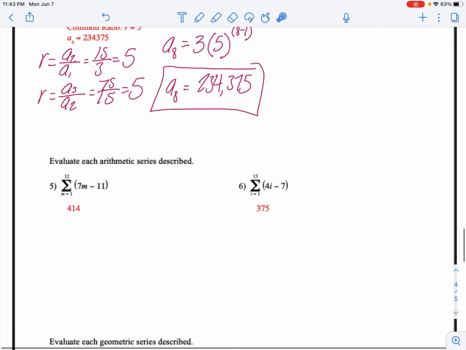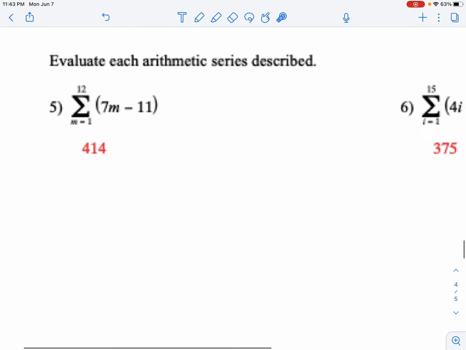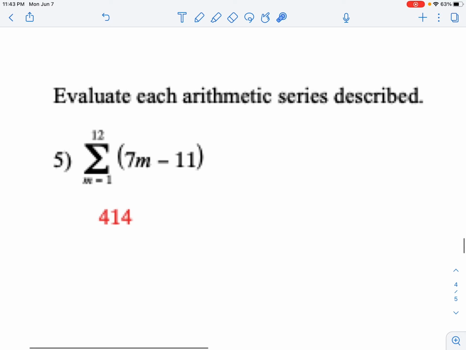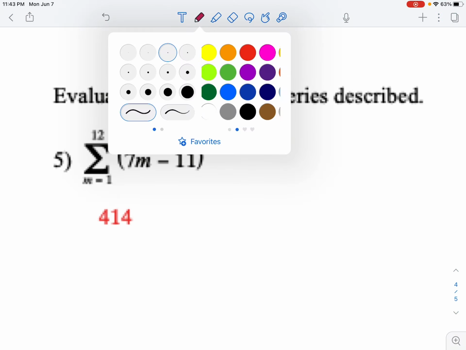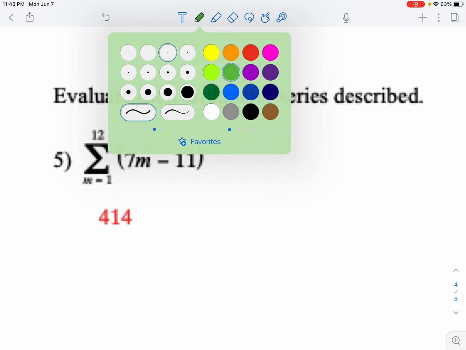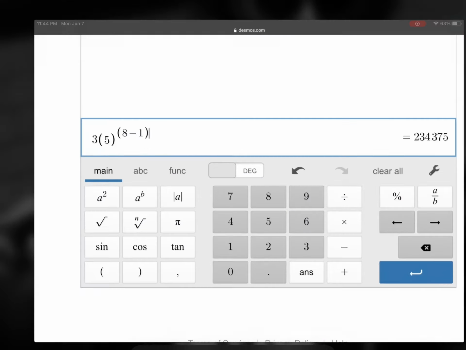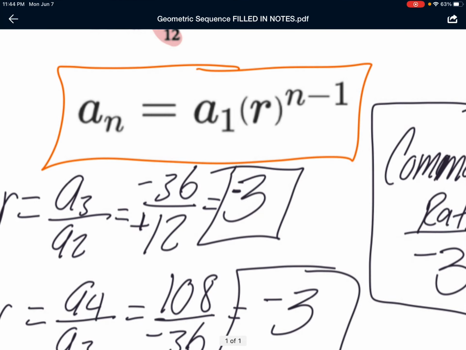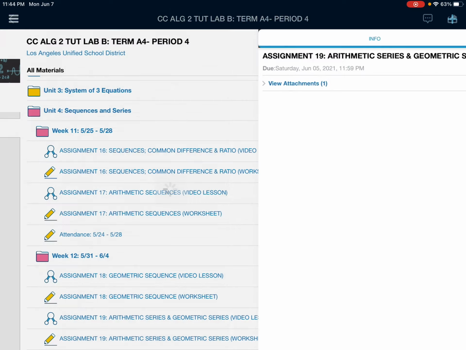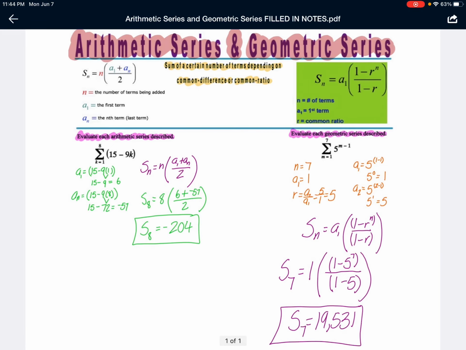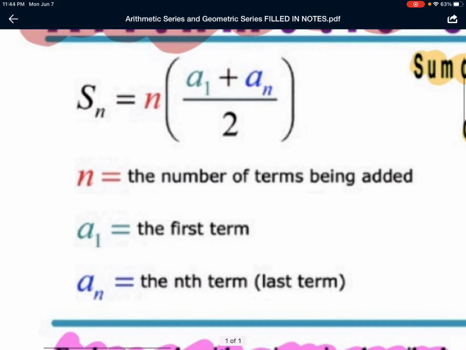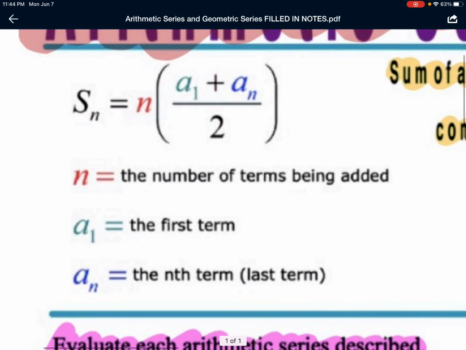Okay. There we are. 4 problems down, 4 more to go. So let us find here. Okay. It says evaluate each arithmetic series described. So arithmetic series. Let us go back to our notes here. Arithmetic series, there's that one here. We find our notes, okay?